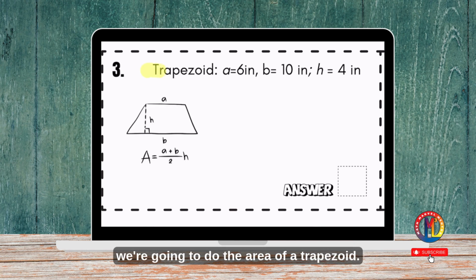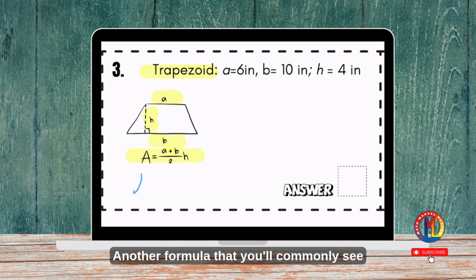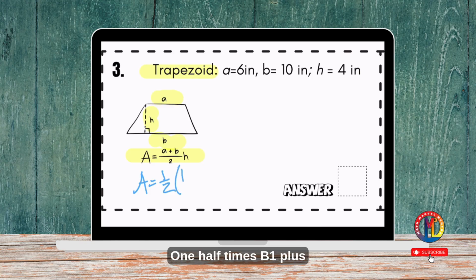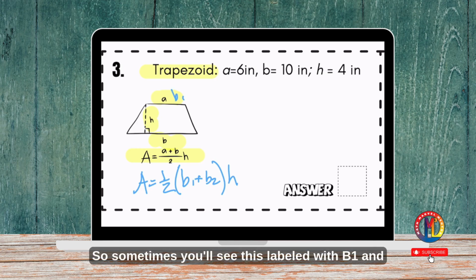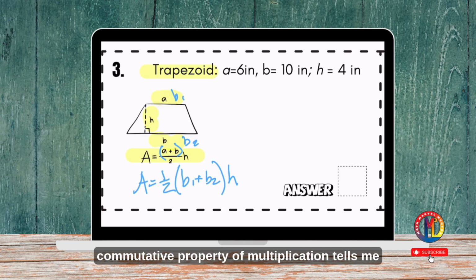For number 3, we're going to do the area of a trapezoid. The formula we have here is area equals base 1 plus base 2 times 1/2, or divided by 2, multiplied by the height. Another formula that you'll commonly see for the area of a trapezoid is the same thing: 1/2 times b1 plus b2 times the height. Sometimes you'll see this labeled with b1 and b2. So you're going to add those first. That's the first piece. And then the commutative property of multiplication tells me we can multiply in whatever order we want. So let's start by plugging in these values.